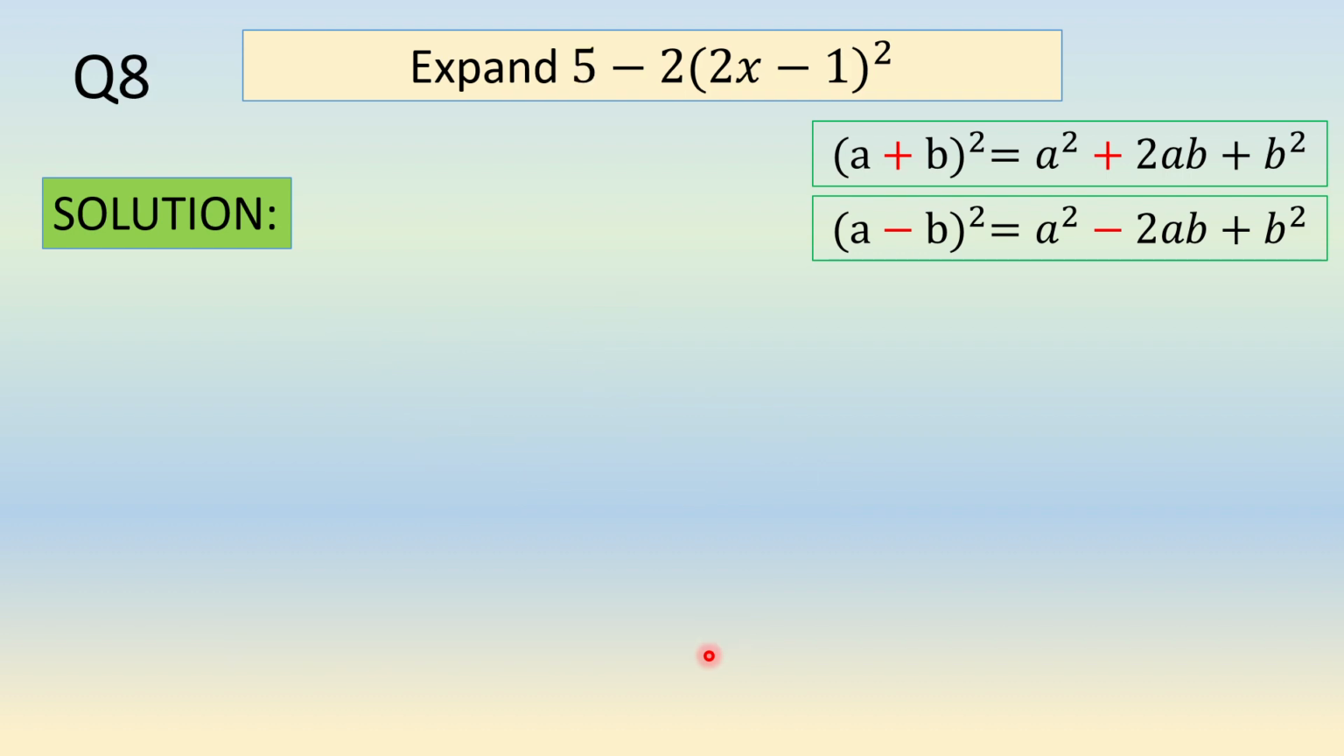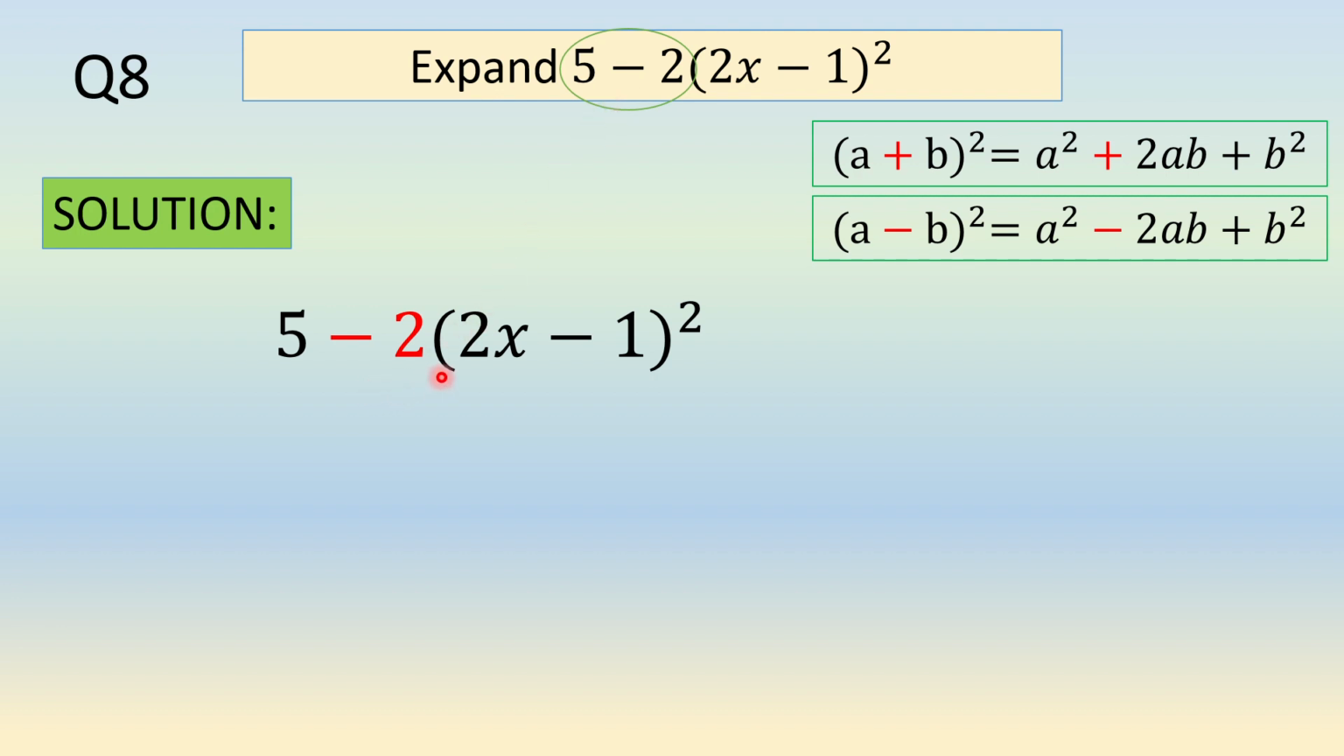Okay, now let's look at question 8. Most of the students make a mistake when they come across this type of question, where they subtract 2 from 5, which you are not supposed to do. The subtraction should not be done first, because the higher order will be square, followed by multiplication and division. Only then can you do plus and minus. So 5 minus 2 is the wrong thing to do. Let's see how to expand this question.